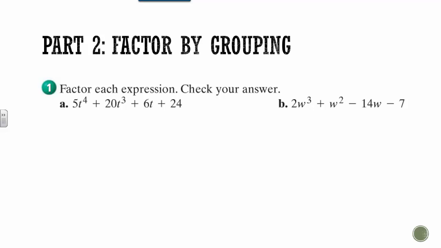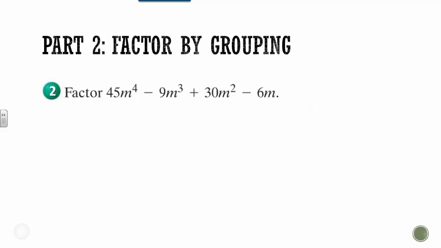So let's look at our numbers first, 5, 20, 6, and 24. The 5 and the 6 are going to cut us off right there because those don't have anything in common. It doesn't matter if everything else does. And then the T's, this guy is 4, this guy is 3, this guy is 1, this guy doesn't have any. So there's no greatest common factor here that I can take out. So then your next step is to group them together. So let's just look at these guys. What did these 2 have in common? Well, they both have a 5.